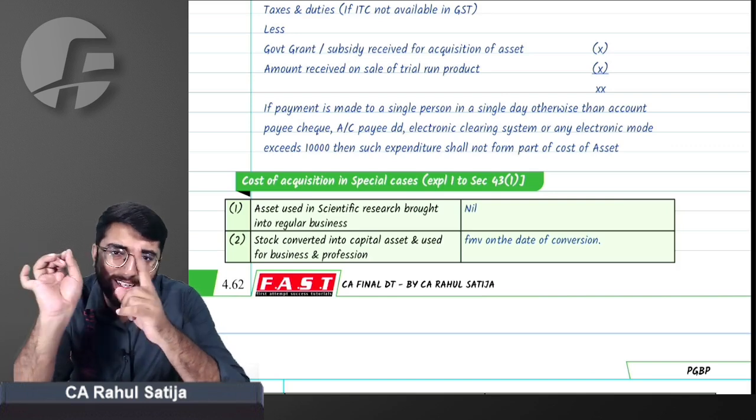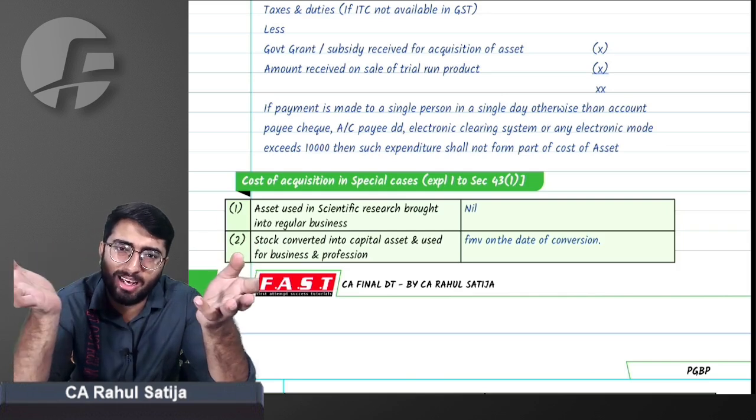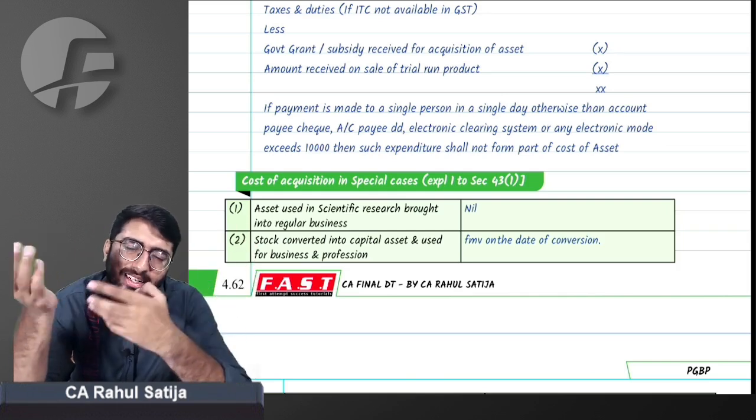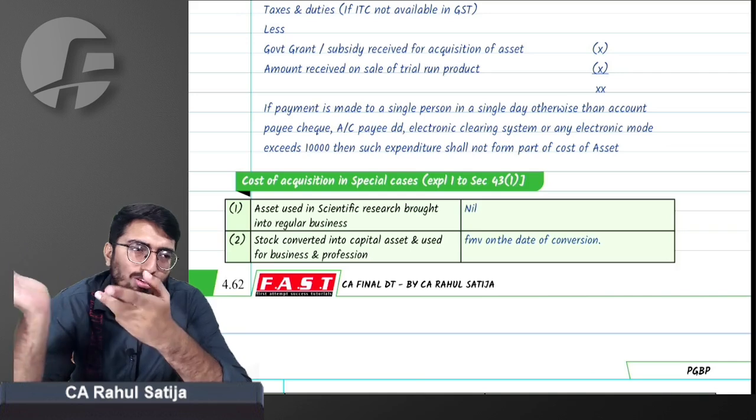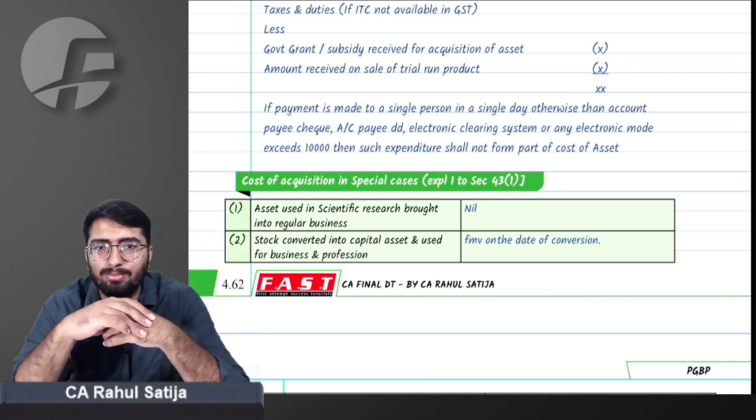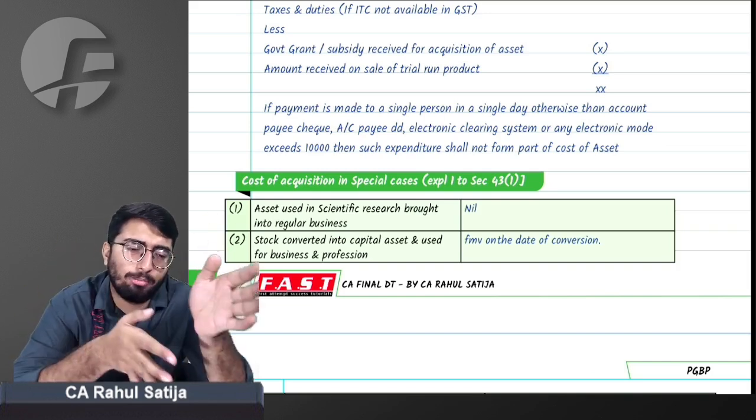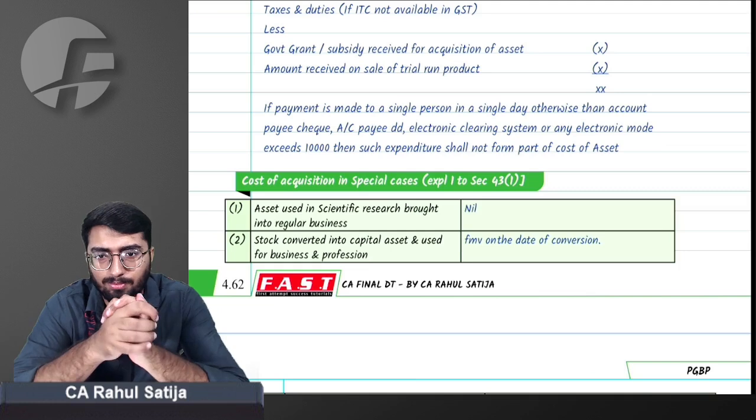Now, if you have already claimed a deduction on that asset and you transfer it to regular business, will depreciation be allowed again? The right answer is no. You have already claimed 100% deduction in one of the entities, so no depreciation will be allowed to you. Cost of acquisition for that matter will be nil.